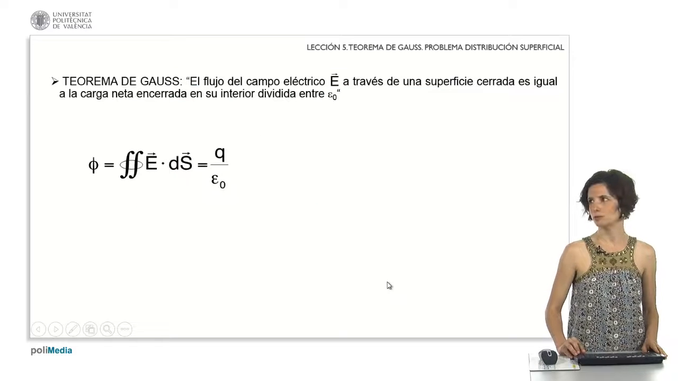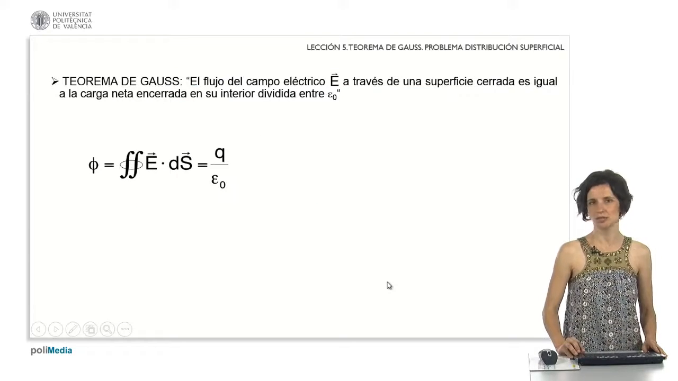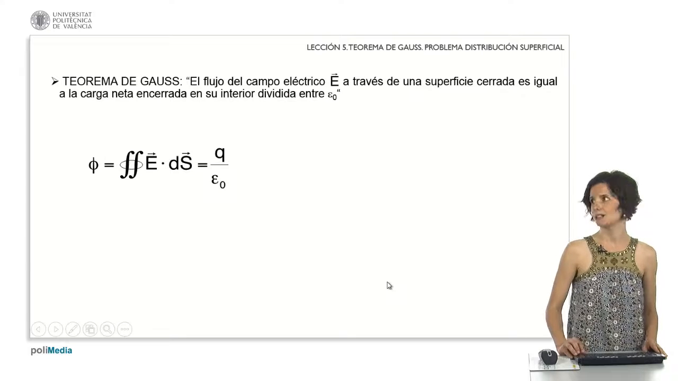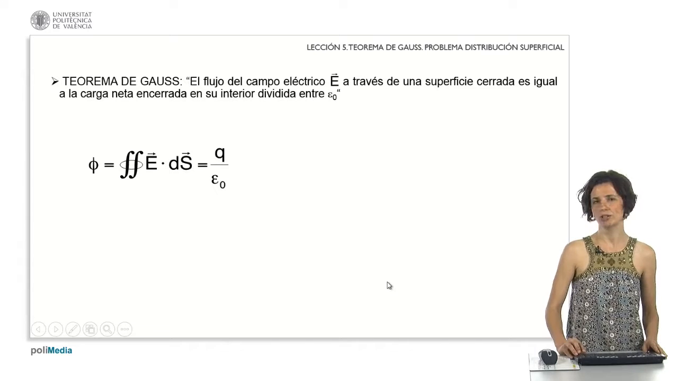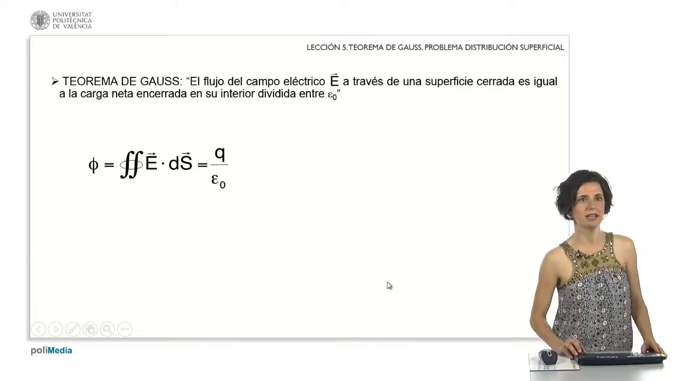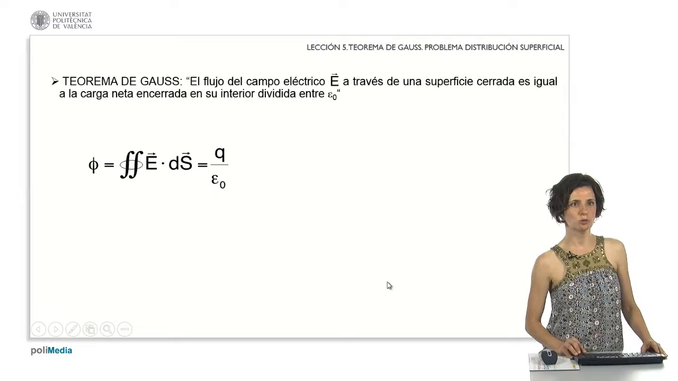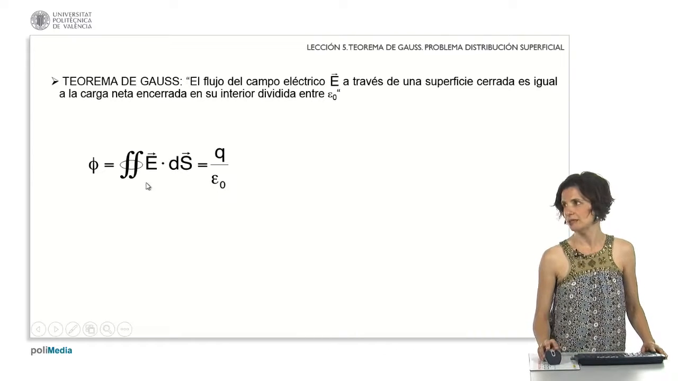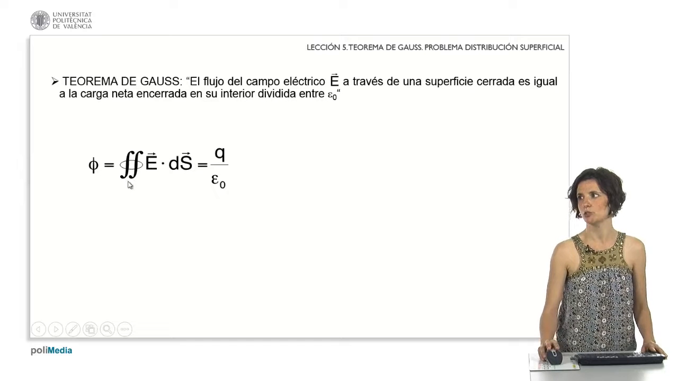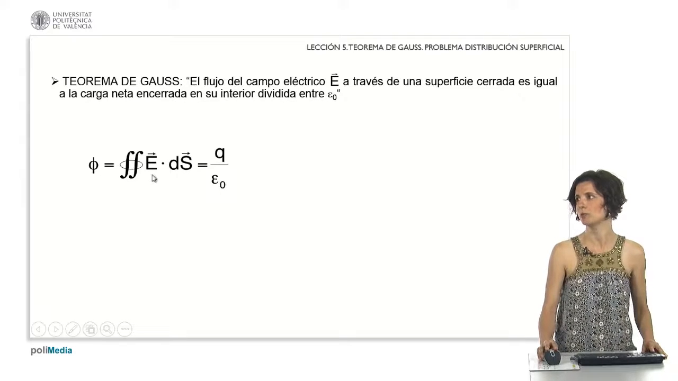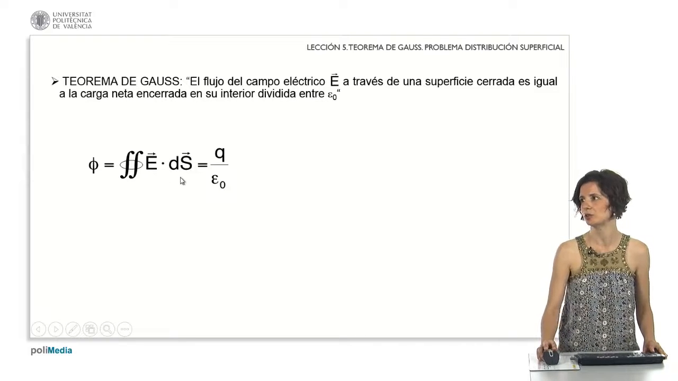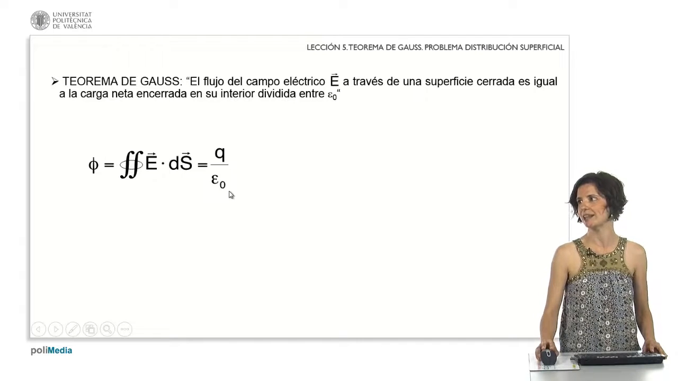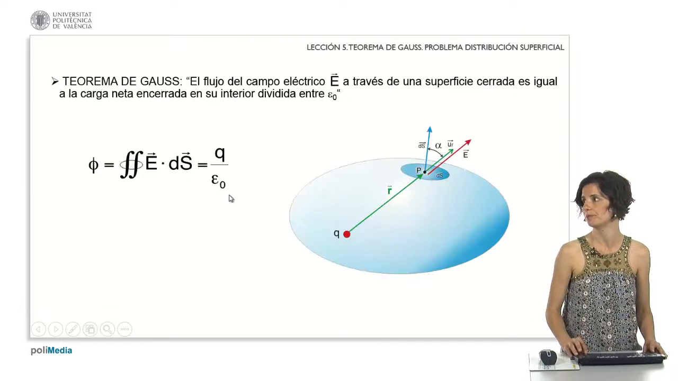But first, let's remember that Gauss's law tells us that the electric field flux through a closed surface is equal to the net charge enclosed inside it divided by the electric permittivity in the vacuum, epsilon sub 0. The mathematical expression is as we see on the screen. The flux corresponds to the surface integral of the scalar product between the electric field and the differential vector of S. And Gauss's law tells us that it is equal to the enclosed charge divided by epsilon sub 0.